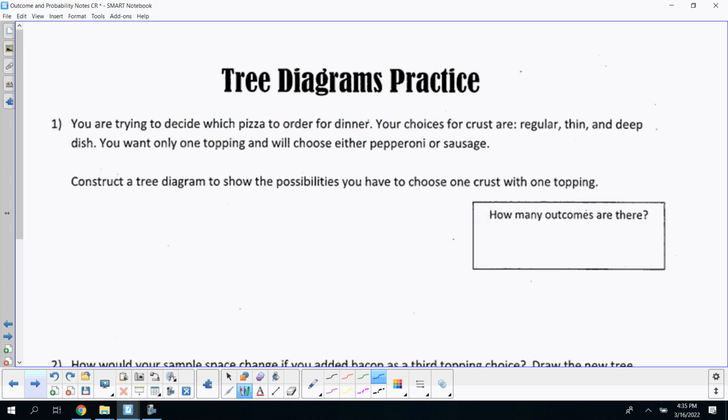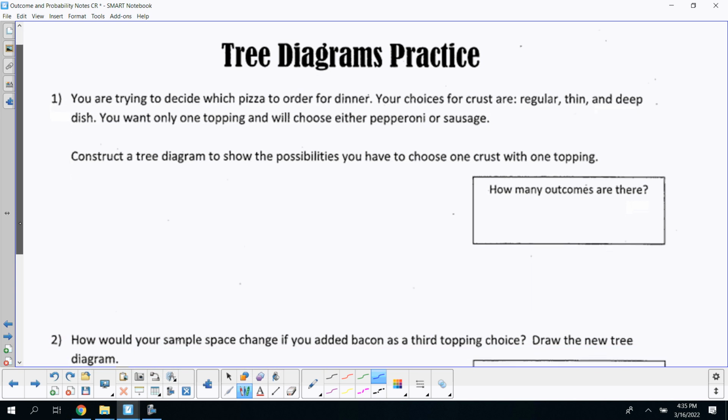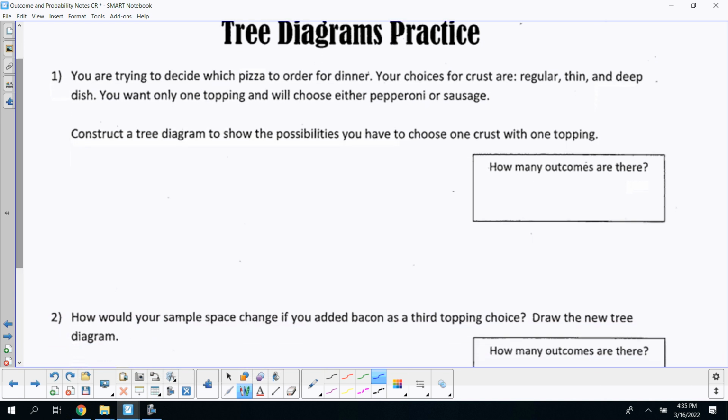Go to the next page. We have some tree diagram practice here. We're going to decide which pizza to order for dinner. Your choices for crust are regular, thin, and deep dish. You want only 1 topping and will choose either pepperoni or sausage. So let's construct a tree diagram to show the possibilities that we have choosing 1 crust and 1 topping. So I'm going to pause the video and put up my drawing, and then I want you to copy it.